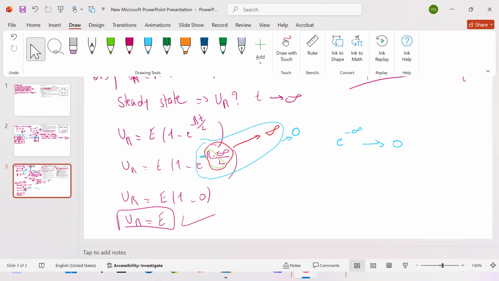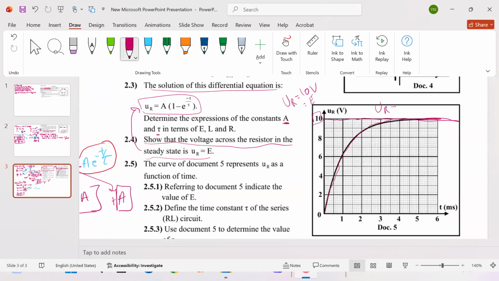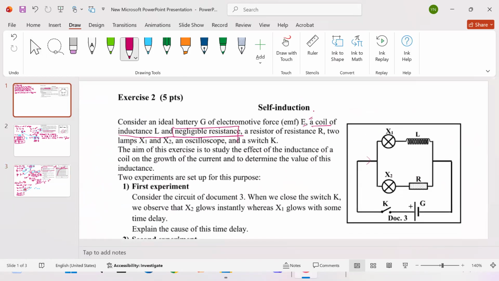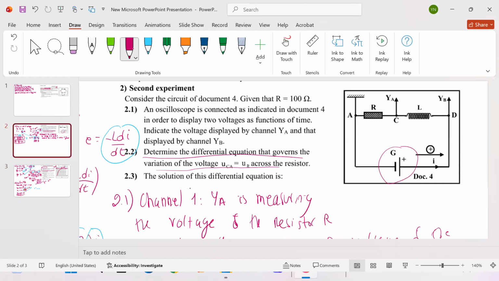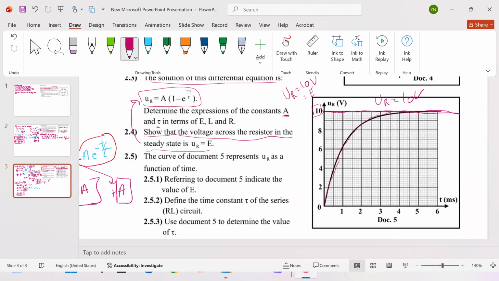You can use the graph and tell me that UR is equal to 10 at the steady state. And if they gave you in the given that E here is also equal to 10, then you can say both of them are 10, so they are equal to each other. But since they didn't give you E, how can you be so sure that UR and E are both 10? So this is when you have to use your solution.